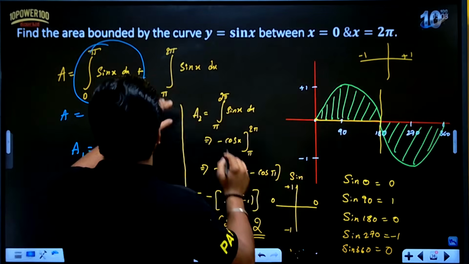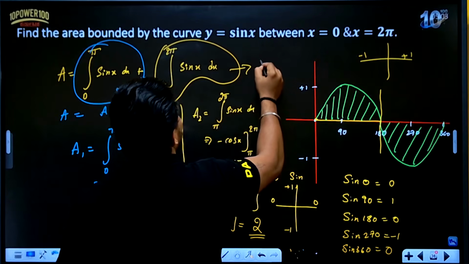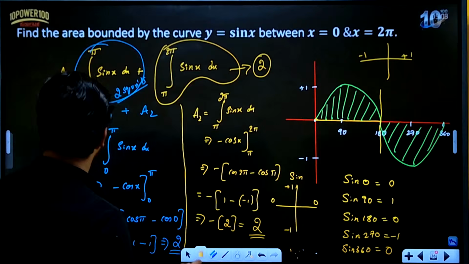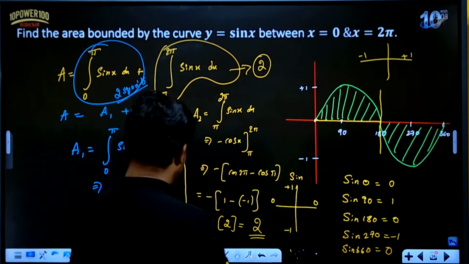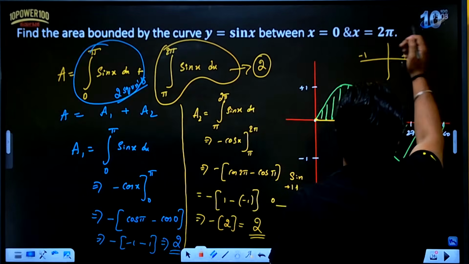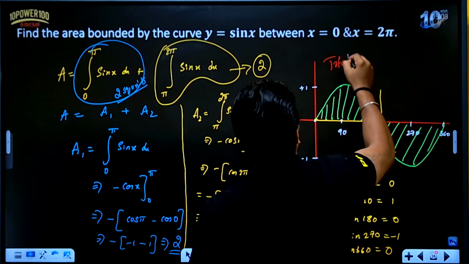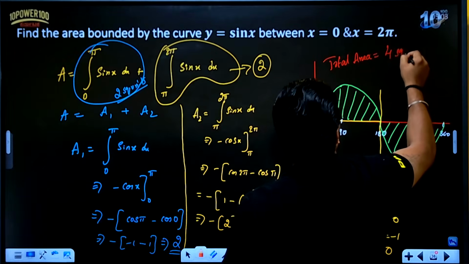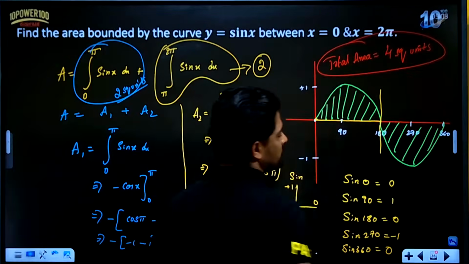Okay, area of this particular region. So this region is actually plus 2. Plus 2 plus 2 is 4. So total area, I don't have space to write it here, so I'll write here. So the total area is equal to 4 square units.